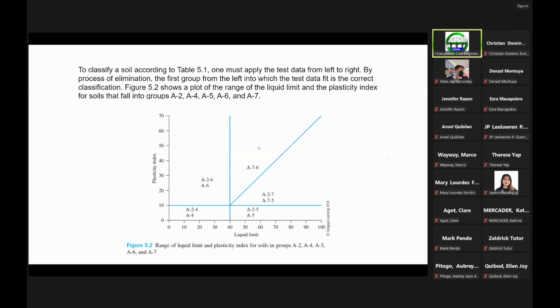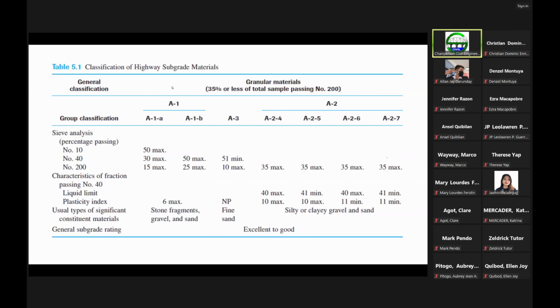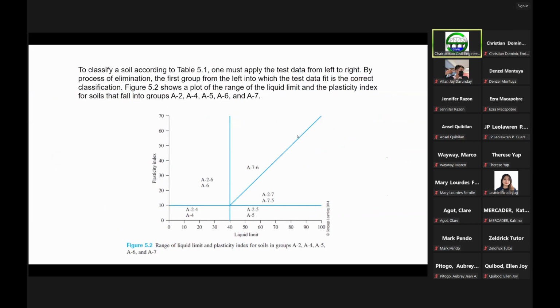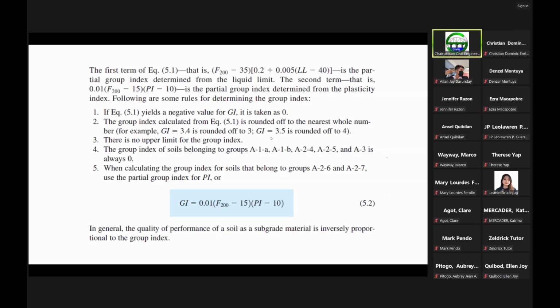That's this one here. So these groups here, which are the granular soils, the group index is always 0. That means no need to calculate. That's always 0 for the granular materials.